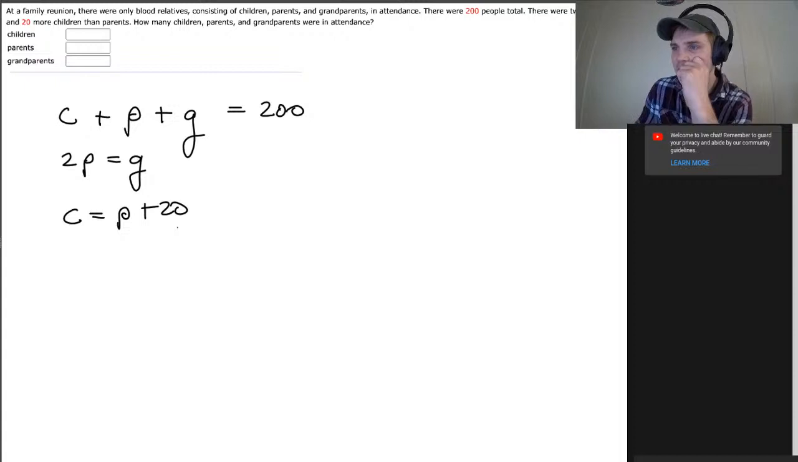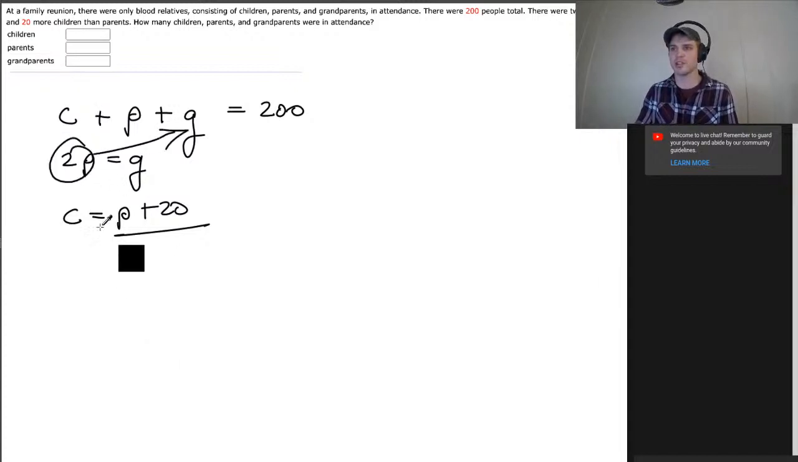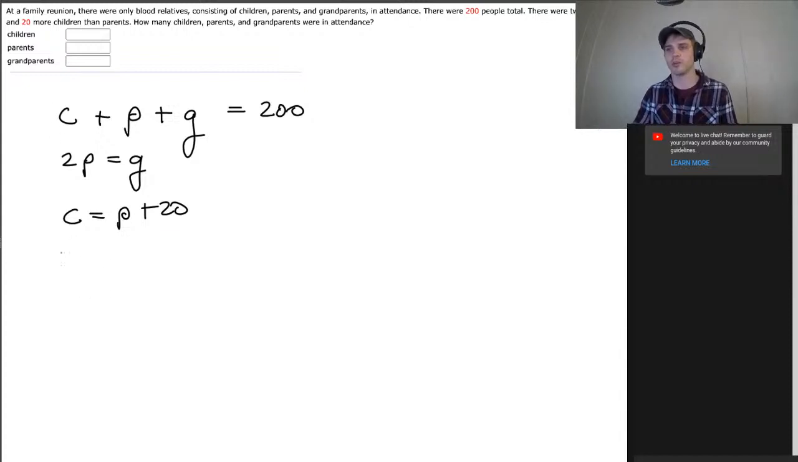But we might be able to get this just by substitution. The first thing I see is we could substitute this in for C here, and then we could substitute this in for G here, and we'll actually get everything in terms of P. So if C is equal to P plus 20, then I'm going to work from the first equation. So here's equation 1. C is P plus 20. That came from here. P, I'll just leave alone. We're going to get everything in terms of P. And then G is actually 2P.